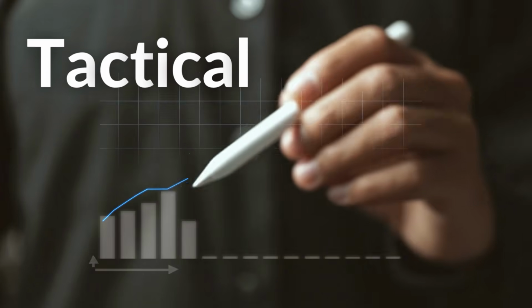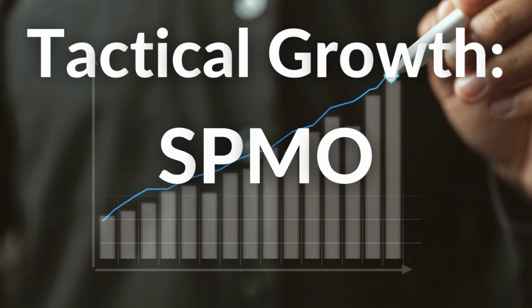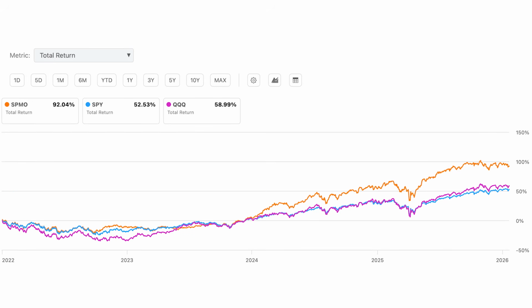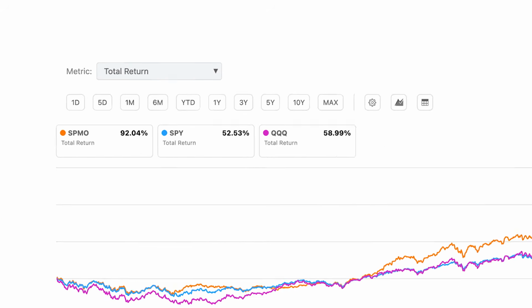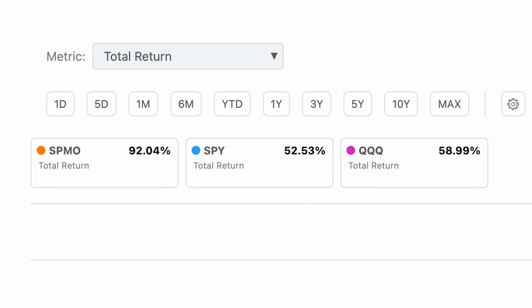The second ETF is SPMO. This is one of my favorite tactical growth ETFs. It focuses on momentum, which, as mentioned earlier, is a strategy centered on capitalizing on the continued growth of a stock after it has already appreciated. And that growth is backed up by strong earnings, revenue, or profit margins. Over the last 3 years, this ETF has been an absolute monster, outperforming both the S&P 500 and the QQQ.